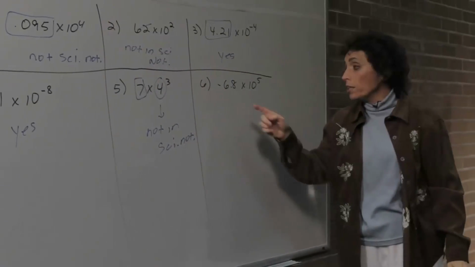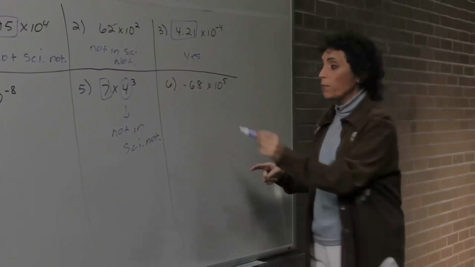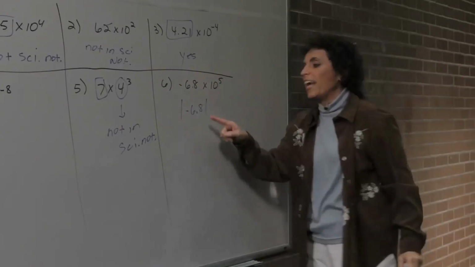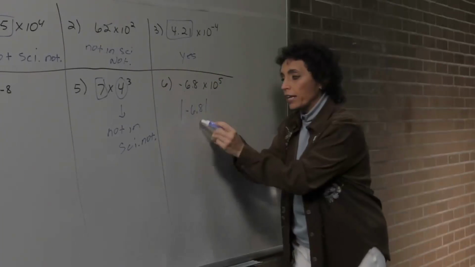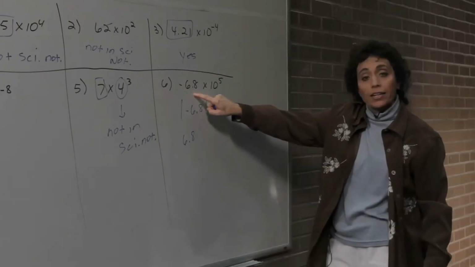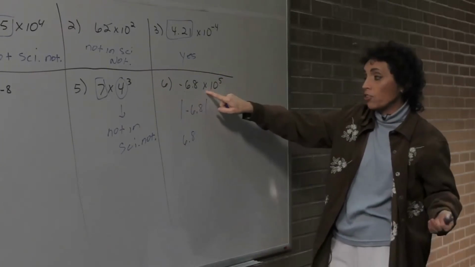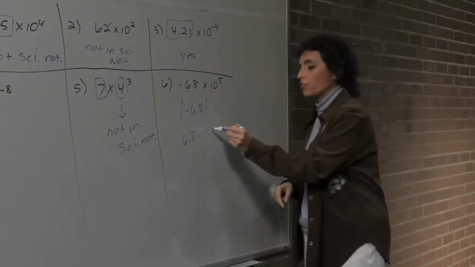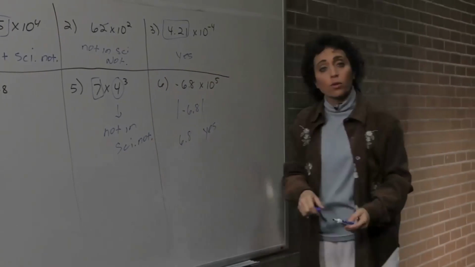All right, last one, negative 6.8. We have to make sure the absolute value of this number is between 1 and 10, and it is, because the absolute value of negative 6.8 is 6.8. So that's fine. That factor is fine. It's attached by multiplication. Great. And that is a power of 10 to an integer exponent. So yes, all of these are in scientific notation.